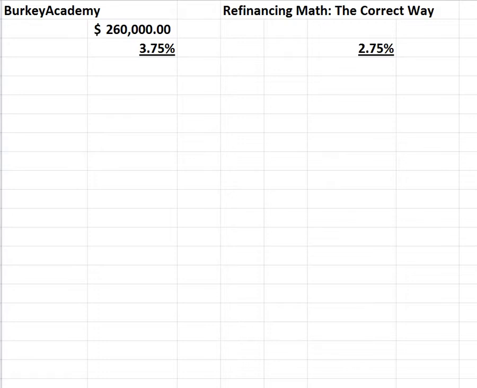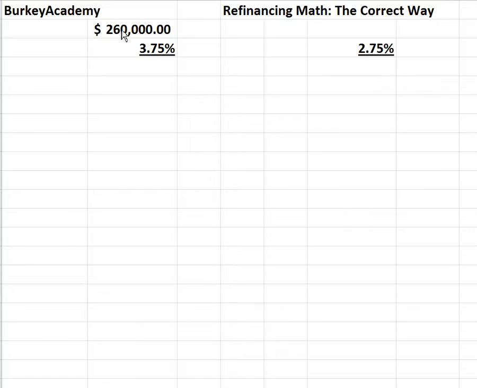I'm going to show you the right way to do the calculations if you're considering refinancing a mortgage. I'm doing this because every time I talk to someone who is trying to make this decision, even people who work for banks, they do it the wrong way, and I find this an unnecessary mistake. First I'm going to show you the wrong way, and then I'll show you the right way.